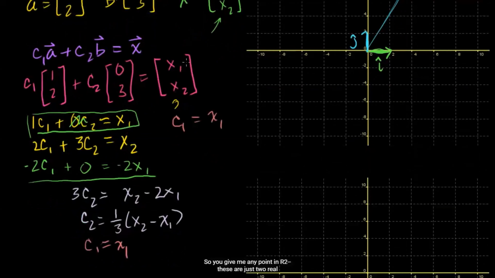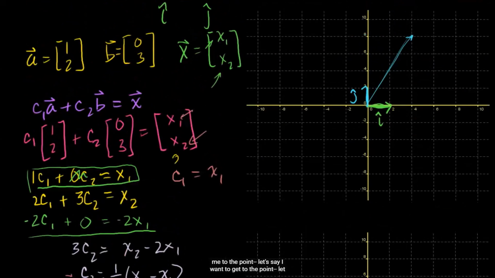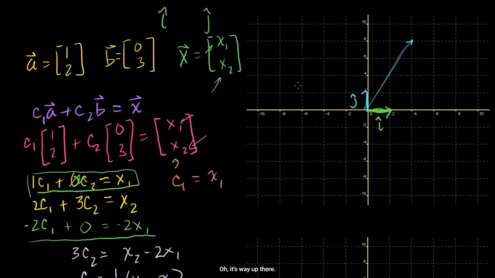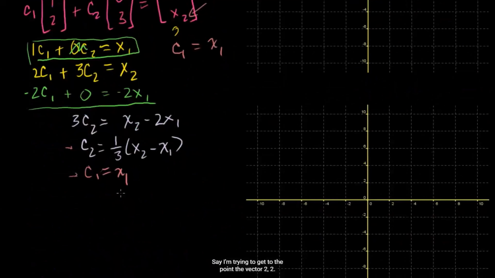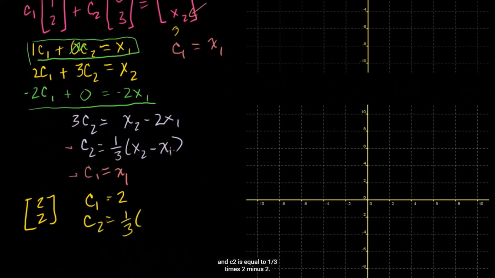So you give me any point in R2. These are just two real numbers. And I can just perform this operation, and I'll tell you what weights to apply to A and B to get to that point. Let's say I'm looking to get to the point 2, 2. What combinations of A and B can get there? Well, I know that C1 is equal to x1, so that's equal to 2. And C2 is equal to 1/3 times 2 minus 2. So 2 minus 2, 0. C2 is equal to 0. So if I want to just get to the point 2, 2, I just multiply.